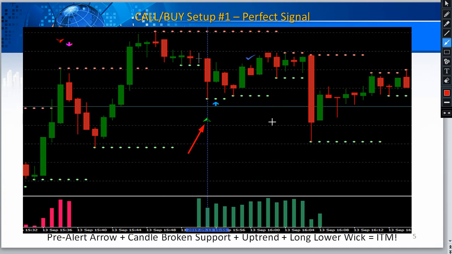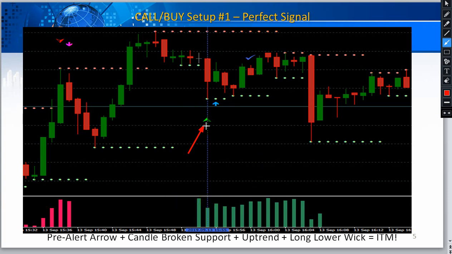Let me do a recap. Everything is agreeing. Number one, price was moving from resistance. Look at that, coming downwards, right? Price breaks a support level, 2 levels of support, our dotted lines support and these other thin lines. It breaks both, and it's a bearish candle. Then it has a lower wick. The trend is up. You enter a trade at the beginning of the next candle, which is this one, an ITM. Now let's look at another signal.